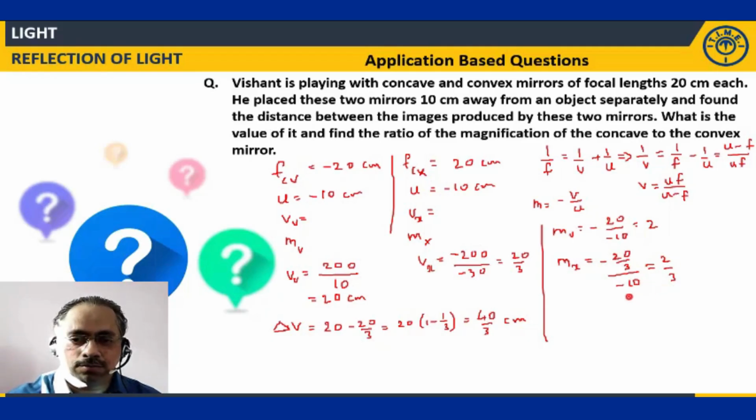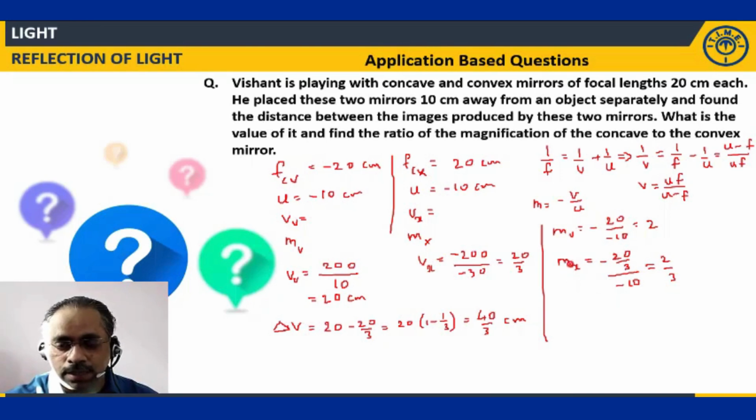Clear? Now, if I consider the ratio of Mv divided by Mx, this is 2 divided by 2 by 3. I'll get it as 3:1, 3 by 1. Is this clear?